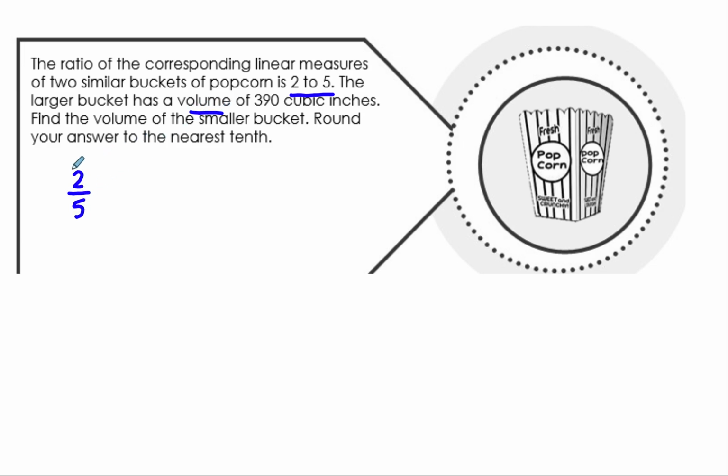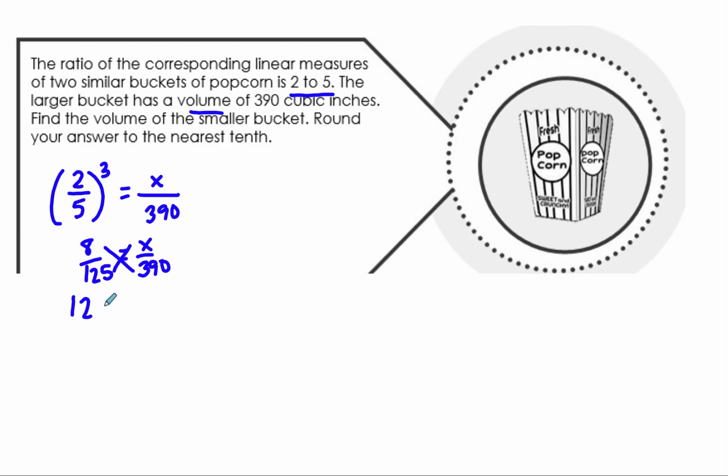I know this is volume, so that means I'm going to be cubing my ratio. And then it tells me that the larger one is 390. So the larger one goes with the 5. Means my 390 is going on the bottom. All right, 2 cubed is 8. 5 cubed is 125. Equals x over 390. I don't see any multiplication pattern, so let's do some cross products. 125x equals, and then I am going to do 8 times 390.